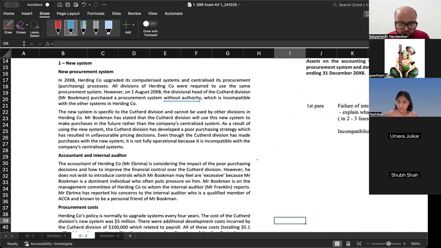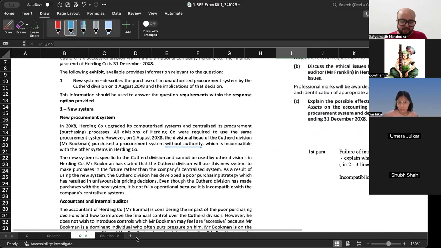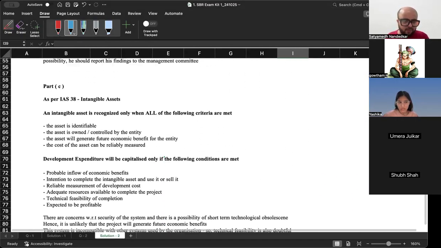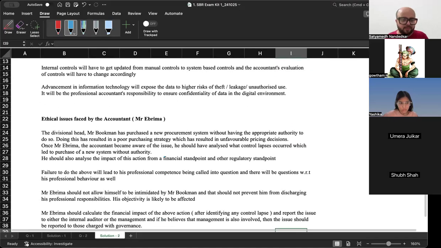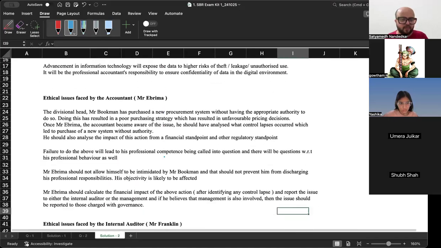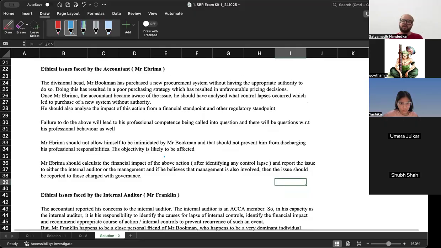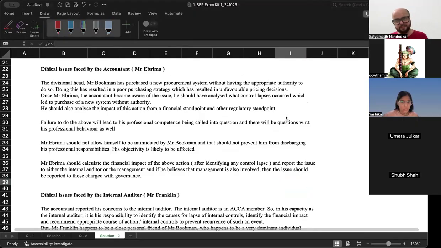It is all just these 2-3 paragraphs that will give you a complete picture of the ethical issues. Part A, we'll see a little later. First of all, read the ethical issues faced by the accountant and the ethical issues faced by the auditor. We have discussed these points. Read it out.